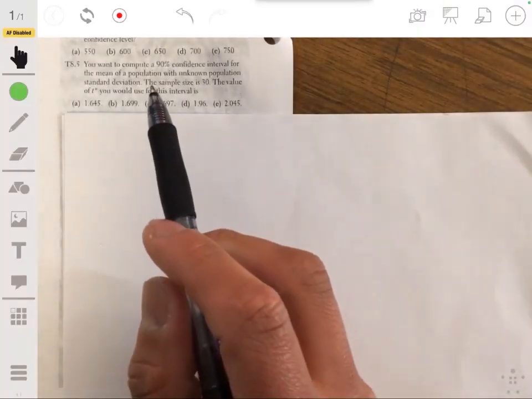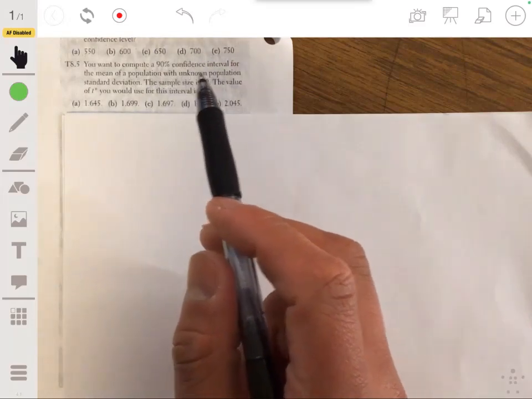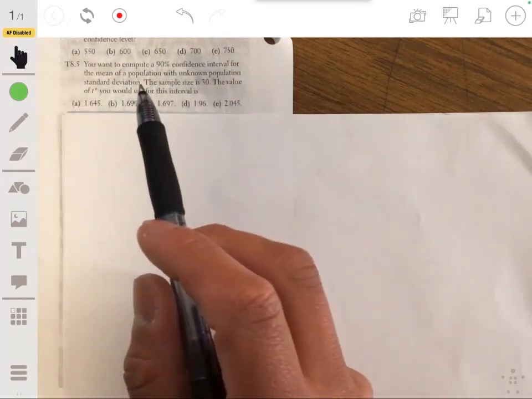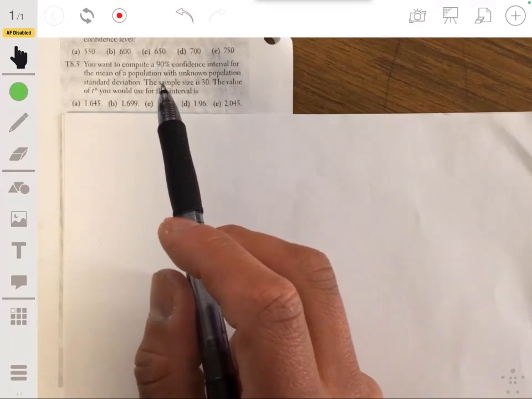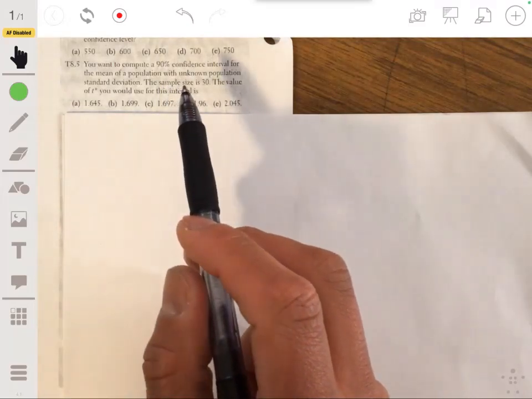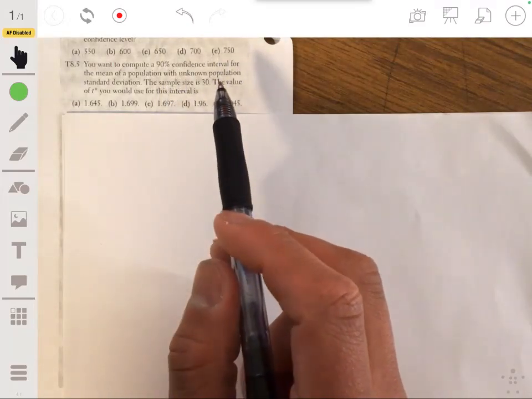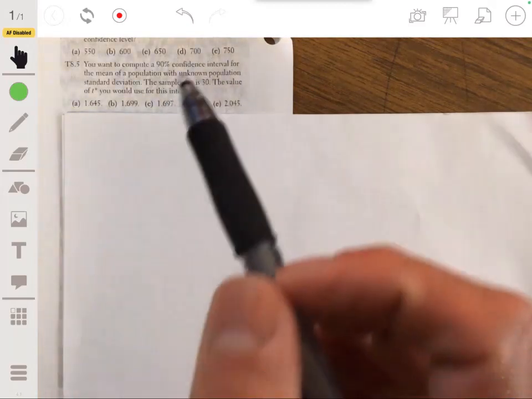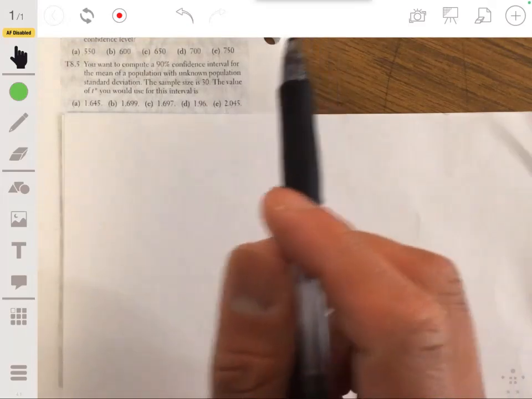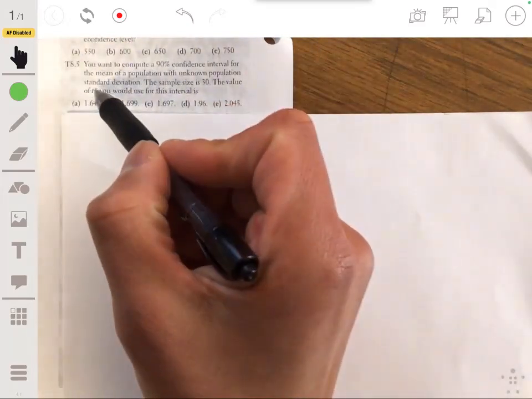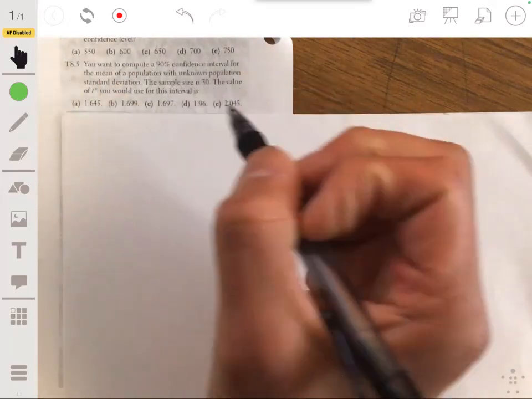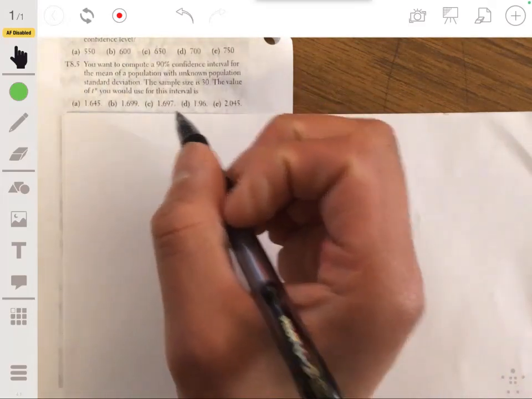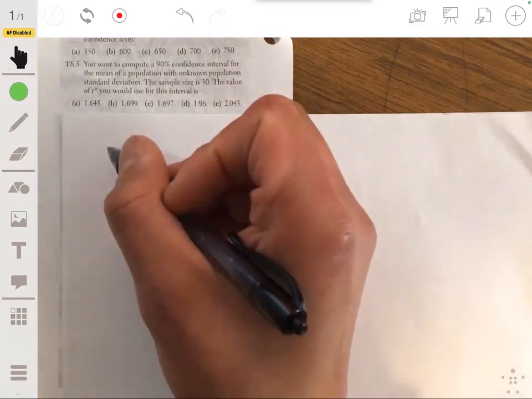Okay, so in problem 5, we want to compute a 90% confidence interval for the mean of a population with unknown population standard deviation, and it's given that the sample size is 30. The value of t star you would use for this interval is... Okay, so since we're looking at finding t star, that means we're going to have a one sample t interval for a mean. So it's going to have a form like this.